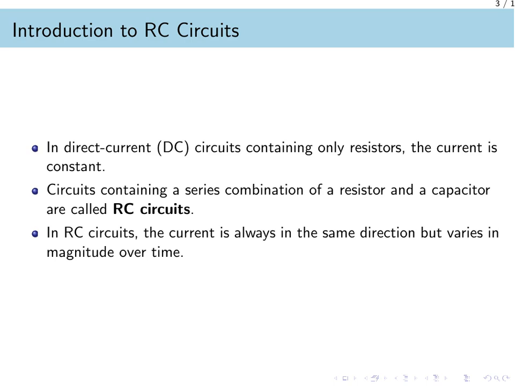Up until now, we have focused on direct current or DC circuits containing only resistors, where the current remains constant over time. However, when we include a capacitor in series with a resistor, we create what is known as an RC circuit. In these circuits, the current is always in the same direction, but its magnitude varies over time. Unlike a purely resistive circuit, the presence of the capacitor means the flow of charge is not instantaneous and steady. Instead, it depends on the state of charge on the capacitor plates.